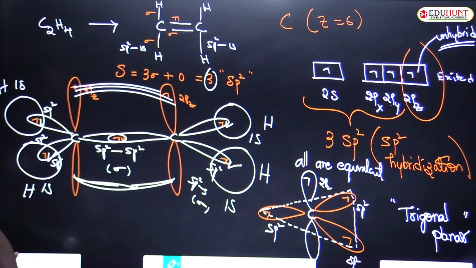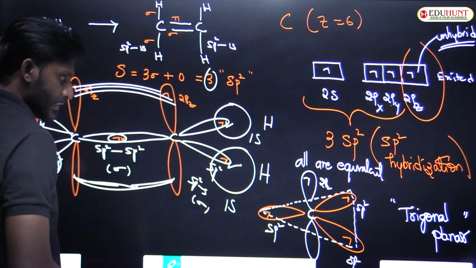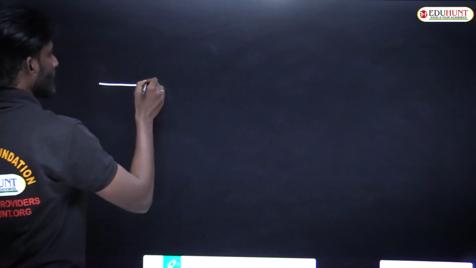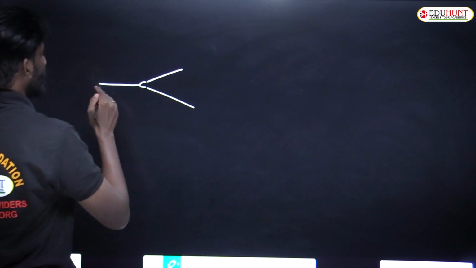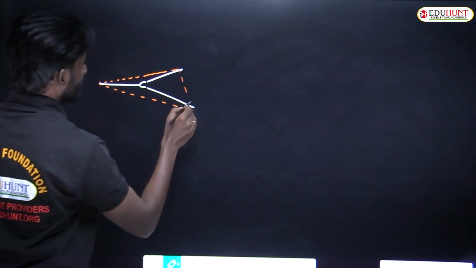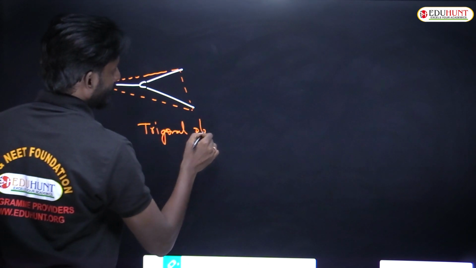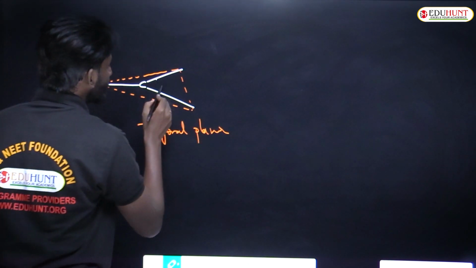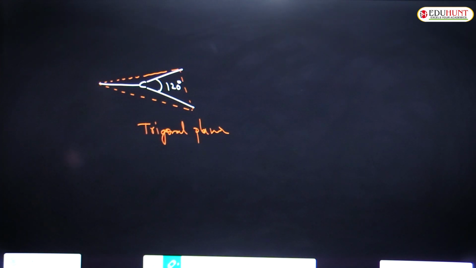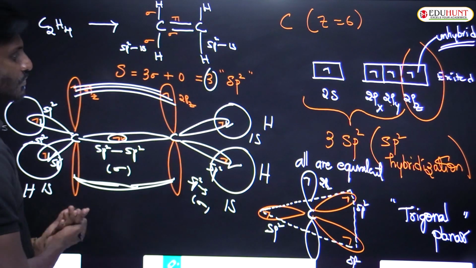Now sir, what about the bond angles? See all these bond angles. Shall I take the next page? In the case of this trigonal planar carbon, trigonal planar geometry, the bond angles are 120 degrees. Bond angle is 120 degrees. So this is about sp2 hybridization.